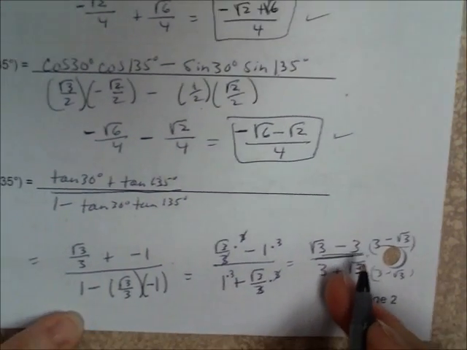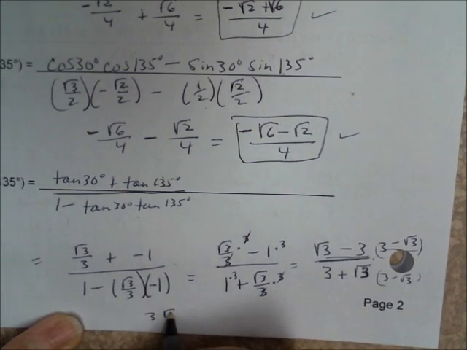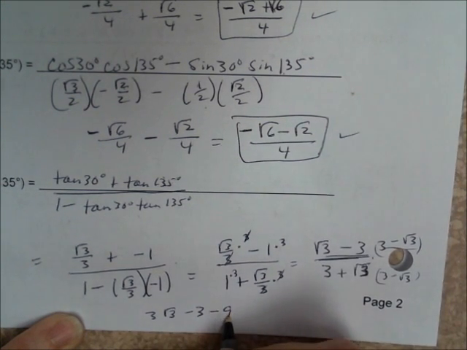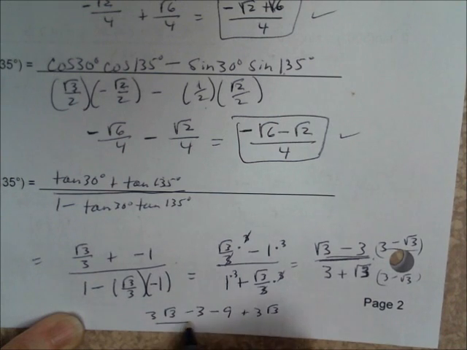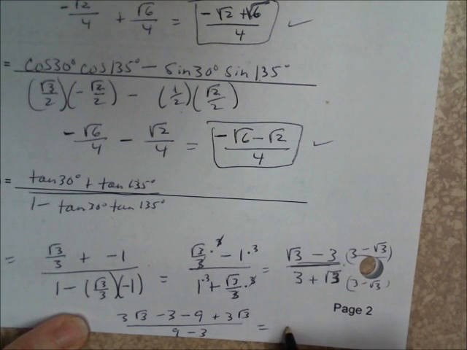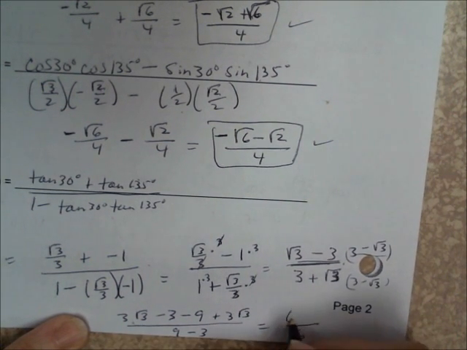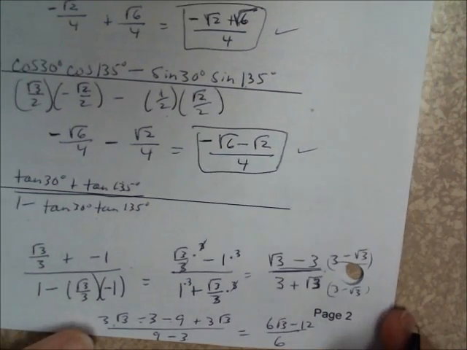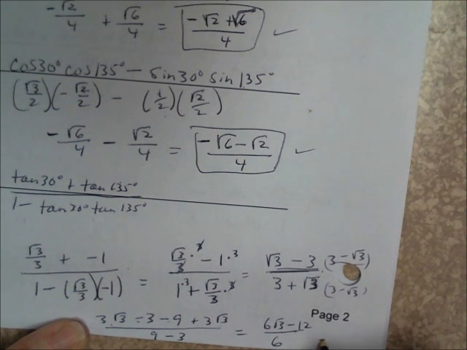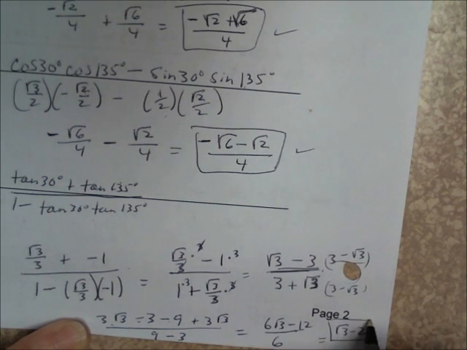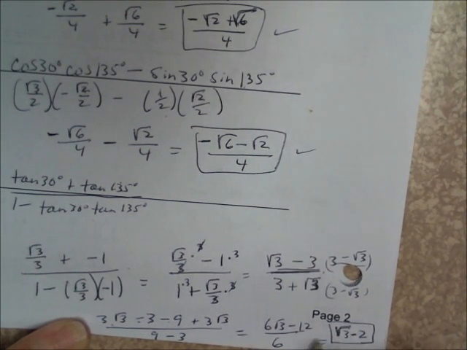And hopefully we can go really quickly here. 3 times the square root of 3 is 3 square root of 3, minus 3, minus 9 plus 3 square root of 3 is on the top, and on the bottom 3 times 3 is 9 minus 3, which is 6. So we've got a 6 on the bottom. 3 and 3 is 6 square root of 3. Negative 3 minus 9 is negative 12. And then we can reduce everything down by 6. So it looks like the square root of 3 minus 2 after we get done reducing that down.